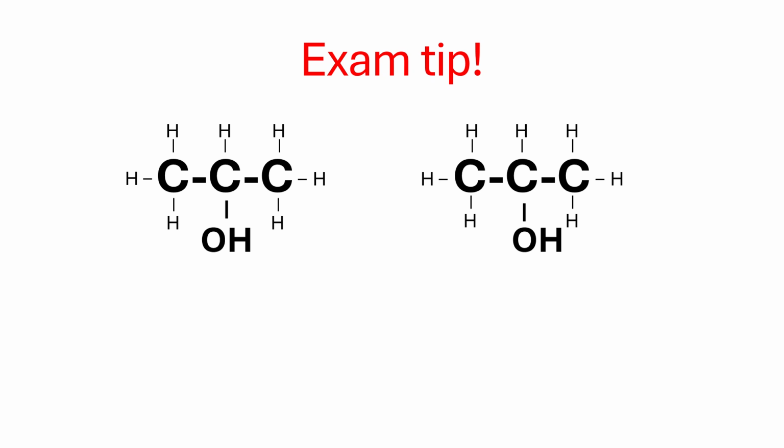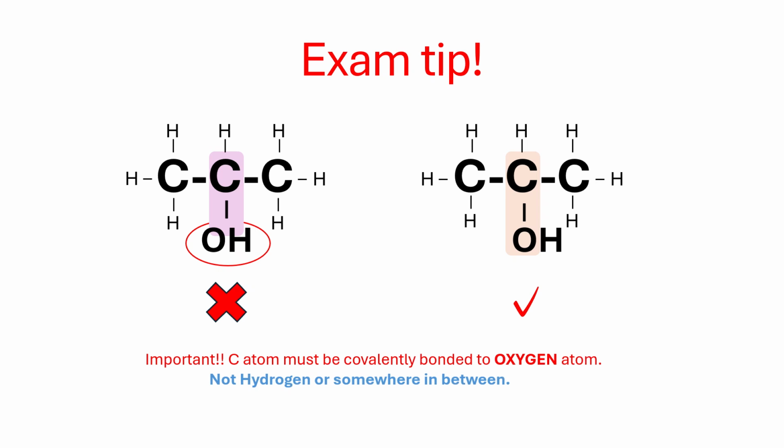So let's begin. Looking at these two structures, one gets a penalty, but one gets a full mark. Can you spot the difference? Yes, it comes down to the precise position of the OH group. It is important to draw the oxygen atom directly off the carbon atom. If the line which represents the covalent bond is drawn somewhere in between or towards the hydrogen, it is going to be a penalty. Just like in English literature, it matters where you put the apostrophe, before or after. So let's be mindful of how you position the OH group.